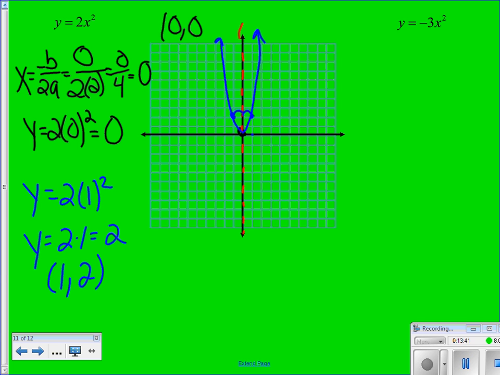Okay? I want you guys to do the same thing for the last one. So go ahead and pause it. What's going to happen is your axis of symmetry is going to be on the y-axis, which means you're going to have to pick a point. I suggest 1. Plug 1 in, see what you get for y, and that will lead you to your parabola.